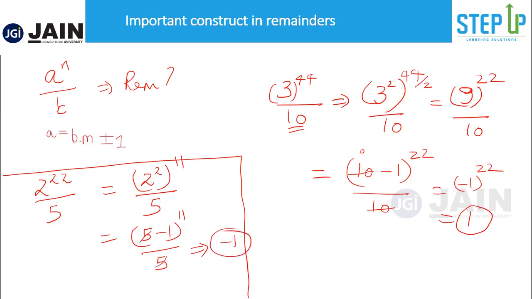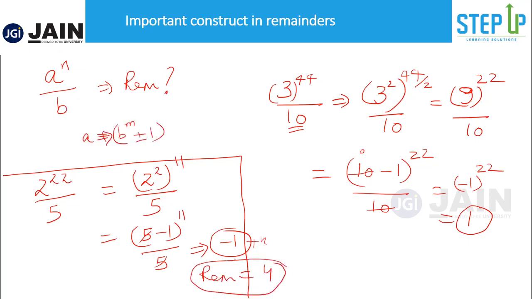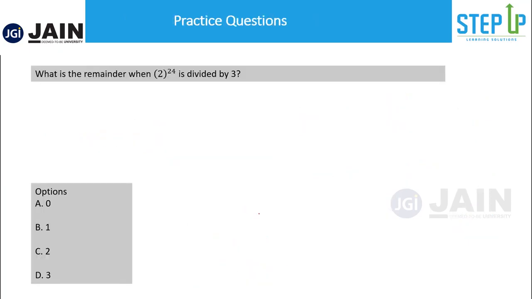Now if your remainder is minus 1, like I said, minus 1 is not considered in the exam. So what you'll do is you'll do minus 1 plus what should you add so that this becomes 5, right? That means your remainder in this case would be 4. Okay, now let's solve a few questions for practice.